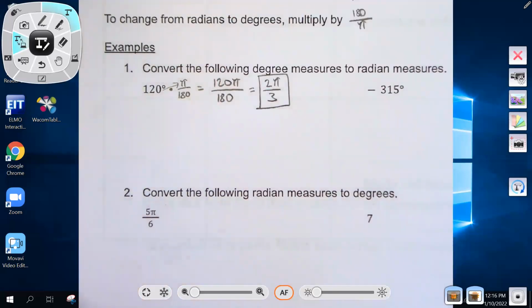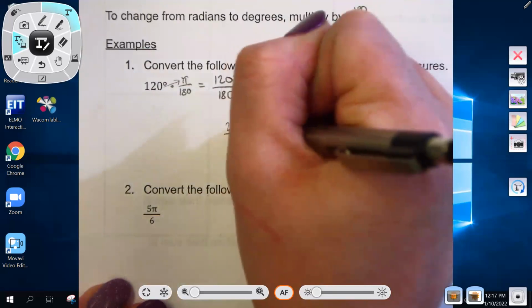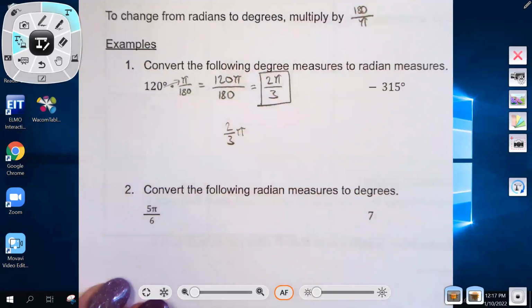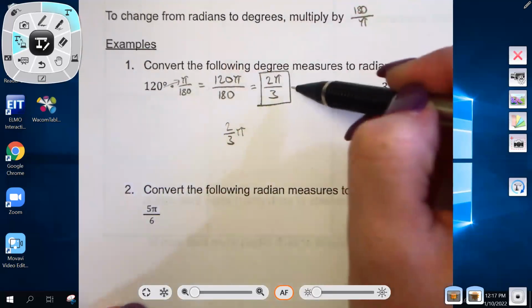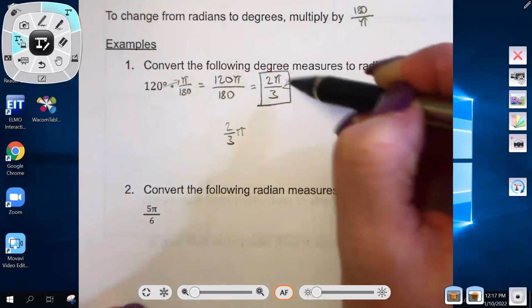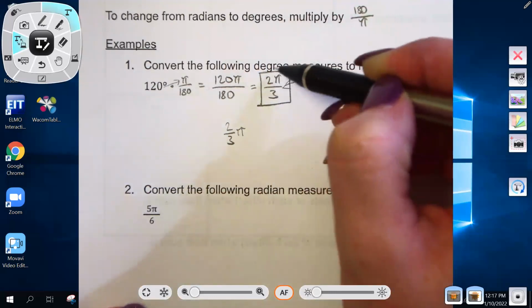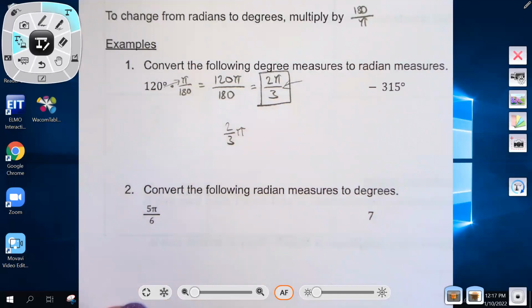Why is the pi symbol next to the 2? It could be 2 over 3 pi, but I would write it this way. This is the way that you're going to see it in the unit circle, with the pi in the numerator.